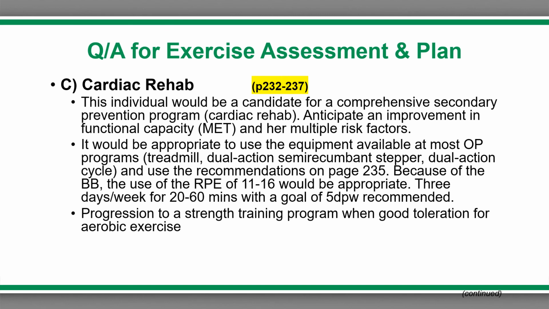The recommendations are on page 235, and because of her beta blocker, I think using the RPE is probably going to be the best. Our goal would be for her to start 3 days per week, and that's usually covered by healthcare insurance. And we really want to move toward 5 days a week.